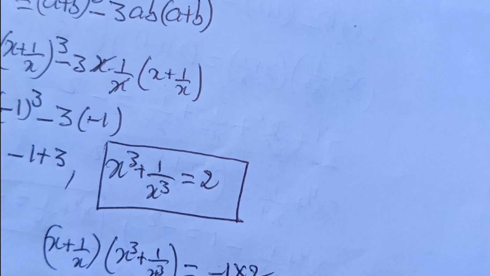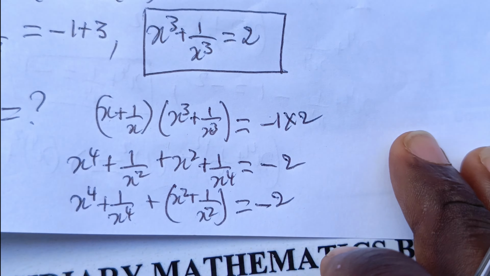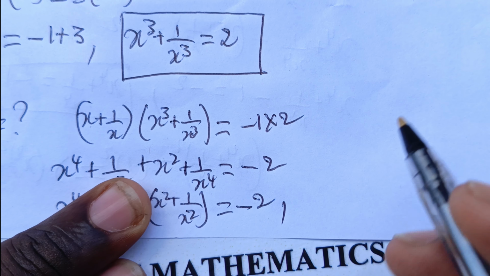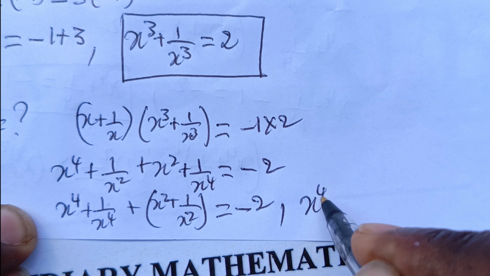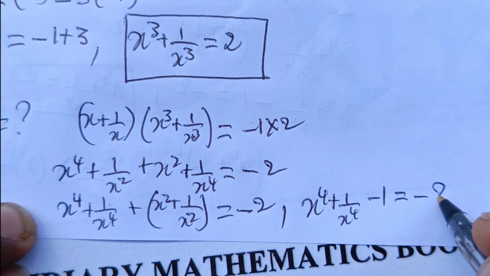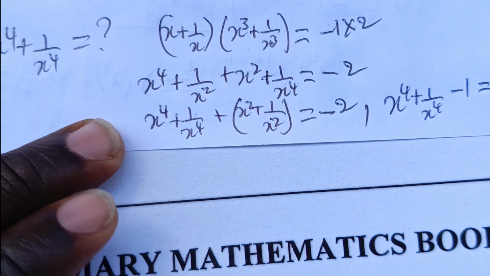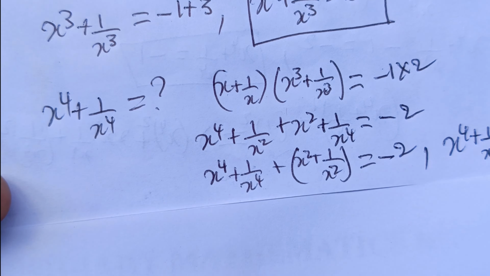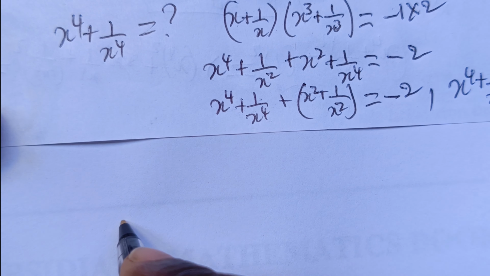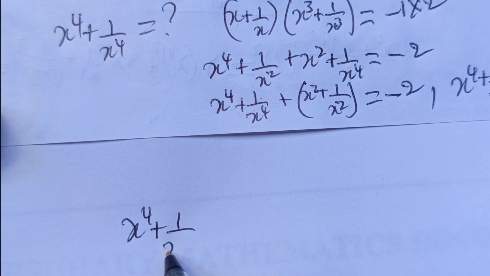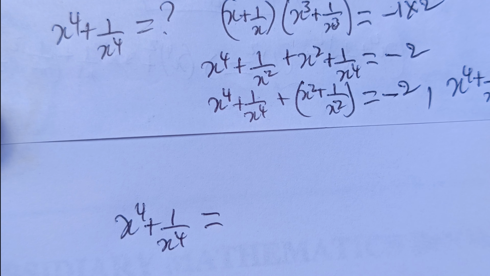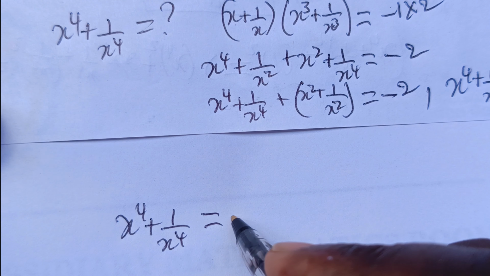That is why you have x to the power 4 plus 1 over x to the power 4 minus 1. This is minus 2. And then x to the power 4 plus 1 over x to the power 4 would be equal to, take this minus here, it will be minus 1.